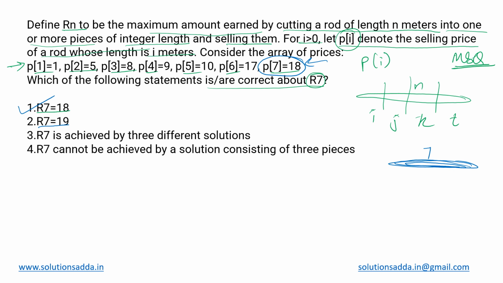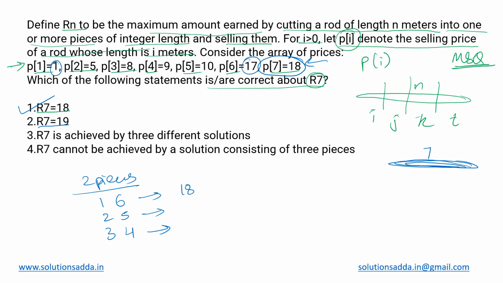If we cut it into two pieces, then the possible options are, the two divisions would be 1 and 6, 2 and 5, 3 and 4. Now for each of these divisions, let us see what is the profit we can obtain. So for this first one, we'll sum up P of 1 and P of 6, which means 1 plus 17. So we get 18 from here.